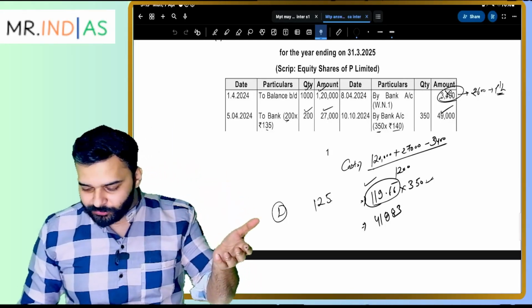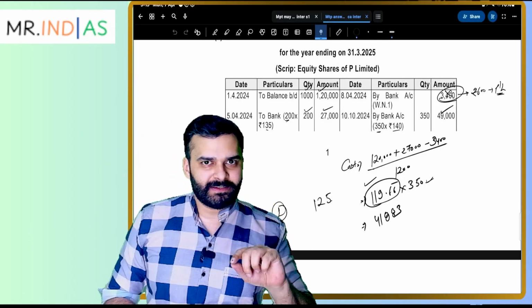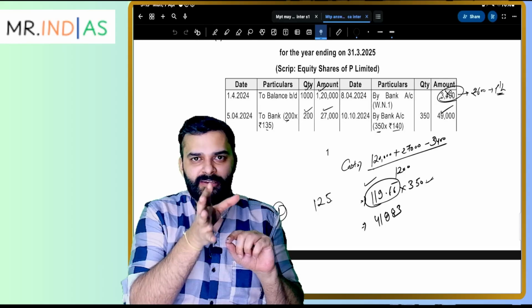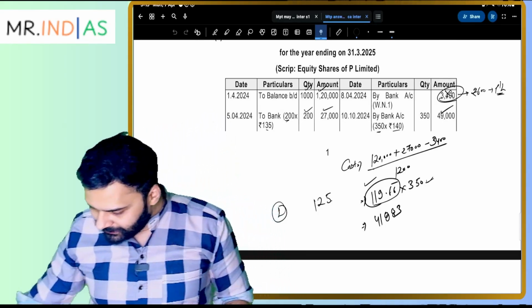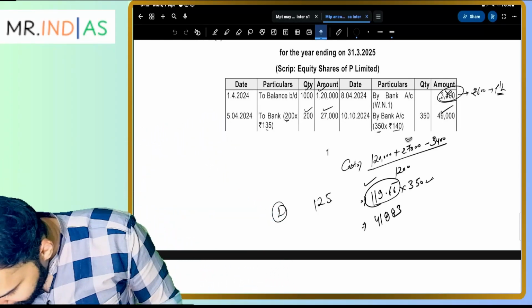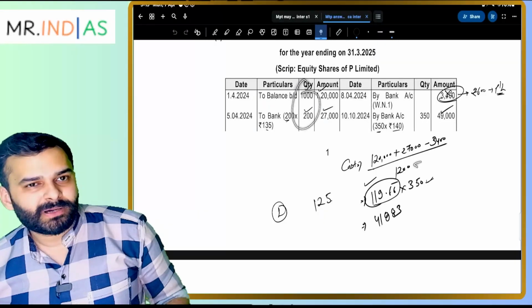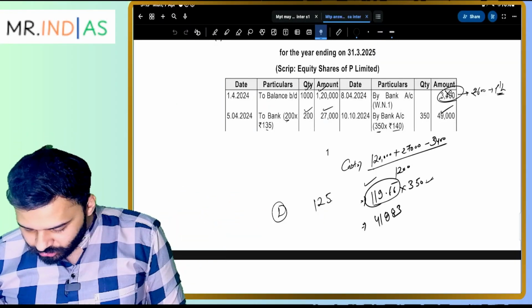So it is 1,20,000 plus 27,000 minus the recovery of cost that he had made by the sale of rights, which is 3,400. So 1,20,000 plus 27,000 minus 3,400, divided by the number of shares, 1,200, is the per unit cost of share for Mr. Zoom.